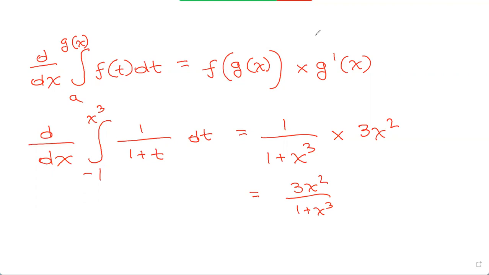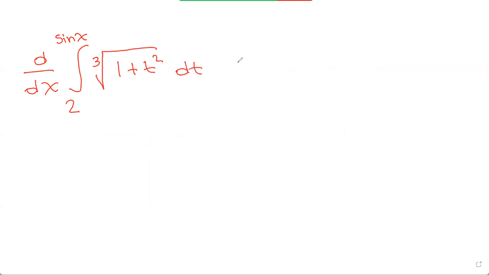Similarly, let's look at another problem. d over dx of the integral from 2 to sine x. So these are the bounds. Cube root of 1 plus t squared dt. This is equal to the cube root of 1 plus, so instead of t, we plug in sine x, so sine squared x. But we're not done as we have to differentiate the function, which is sine x, so multiply by cosine x. So this is what we get.